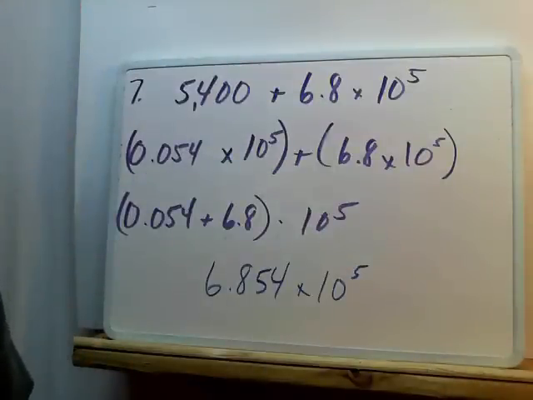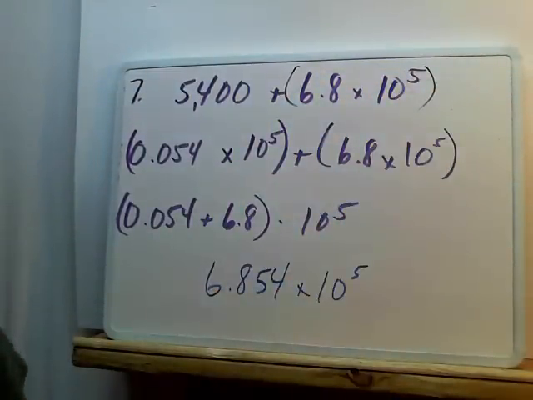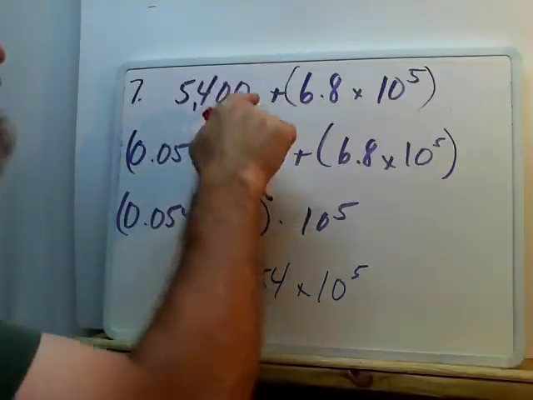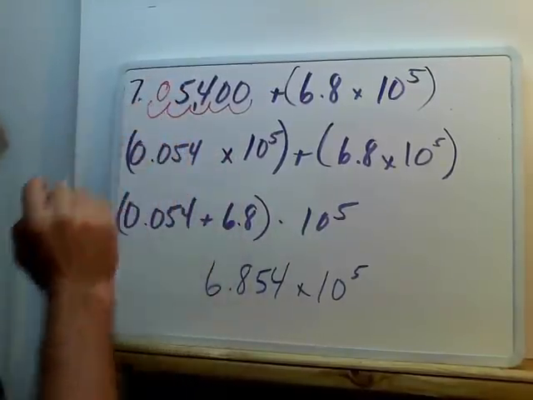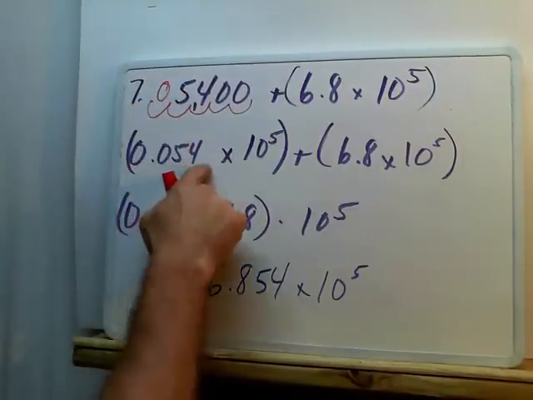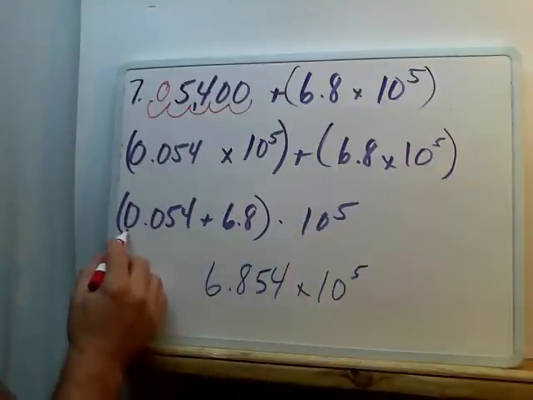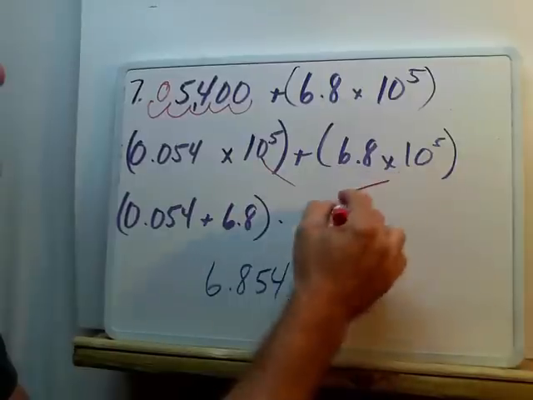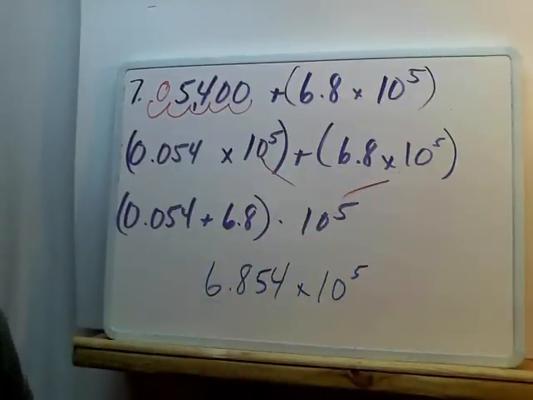Number 7, we have 5,400 plus 6.8 times 10 to the 5th. Same thing here. We know that we're going to need 10 to the 5th, so let's change this to 10 to the 5th right away. So if we move it 1, 2, 3, 4, 5, we would have a 0 out front. So we have 0.054 times 10 to the 5th plus 6.8 times 10 to the 5th. So we're going to take 0.054 plus 6.8 and all of that times the common factor of 10 to the 5th. So we have 6.854 times 10 to the 5th.